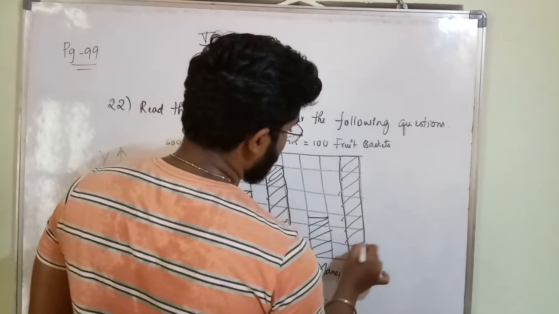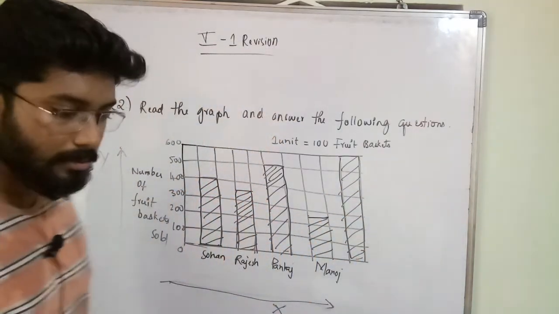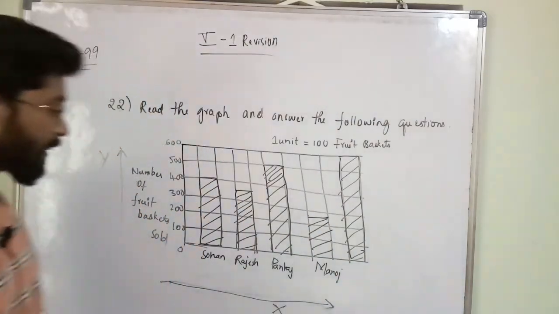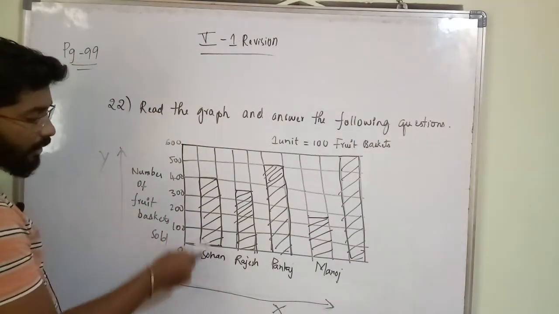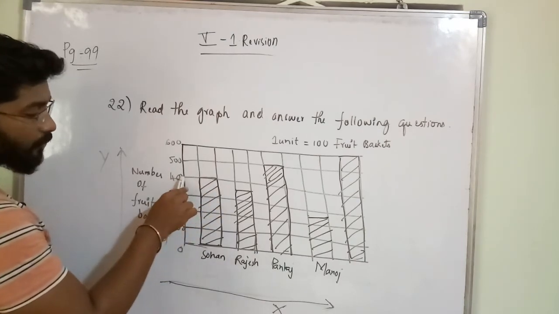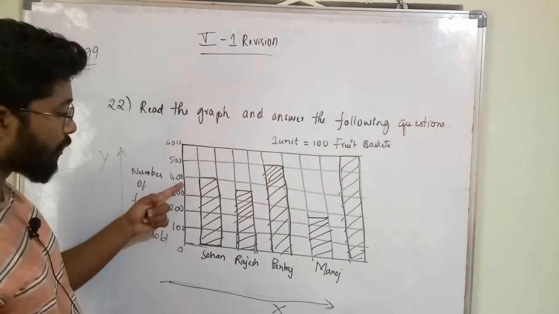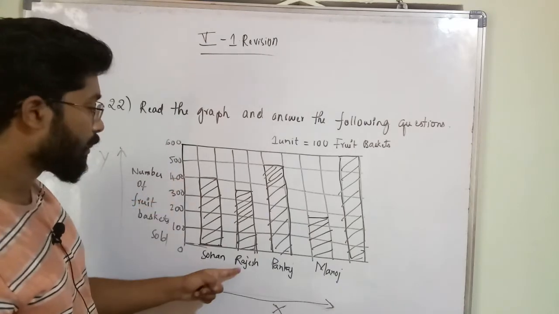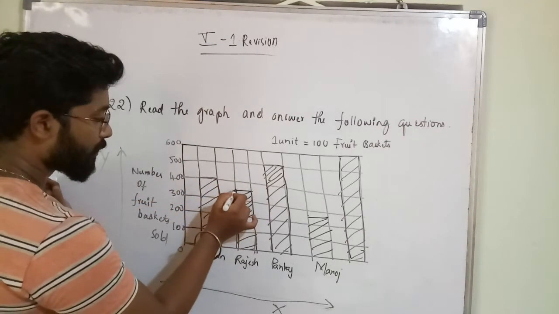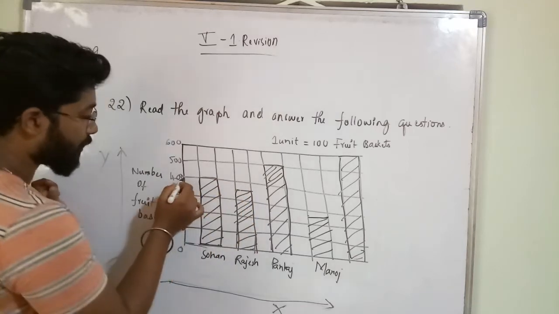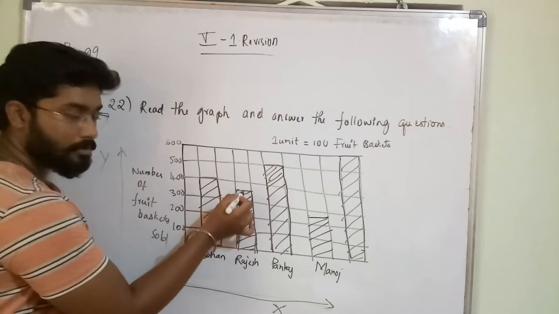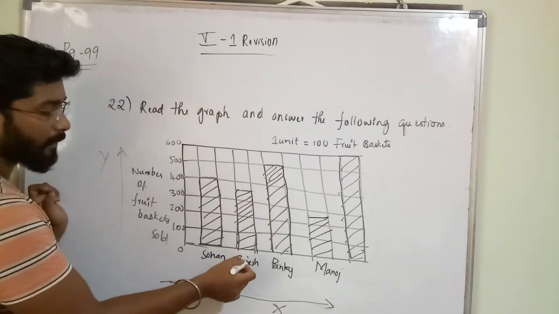Actually, what are the columns which are filled in blue color, what are they saying? They are saying that Sohan has sold up to 400 baskets. This line is matching with 400, no? Sohan has sold up to 400 fruit baskets. Rajesh has sold, it is between 300 and 400. See here. Here is 300, here is 400. It is in middle of them. So he has sold 350 baskets, Rajesh.